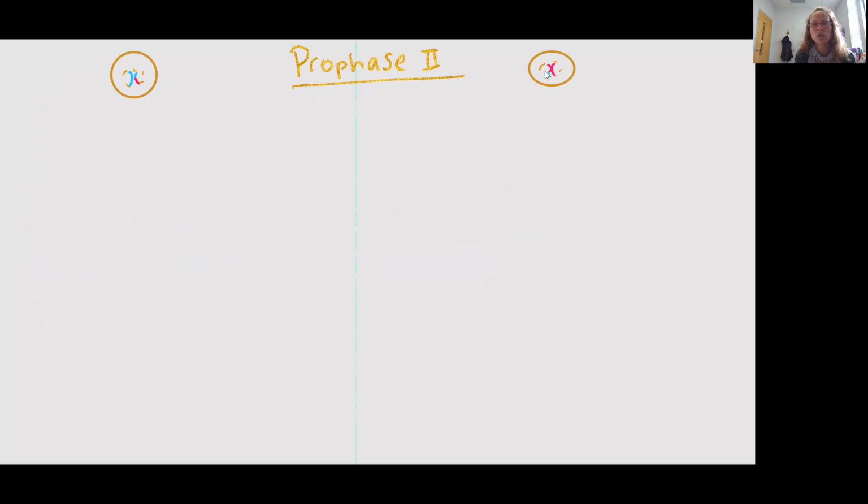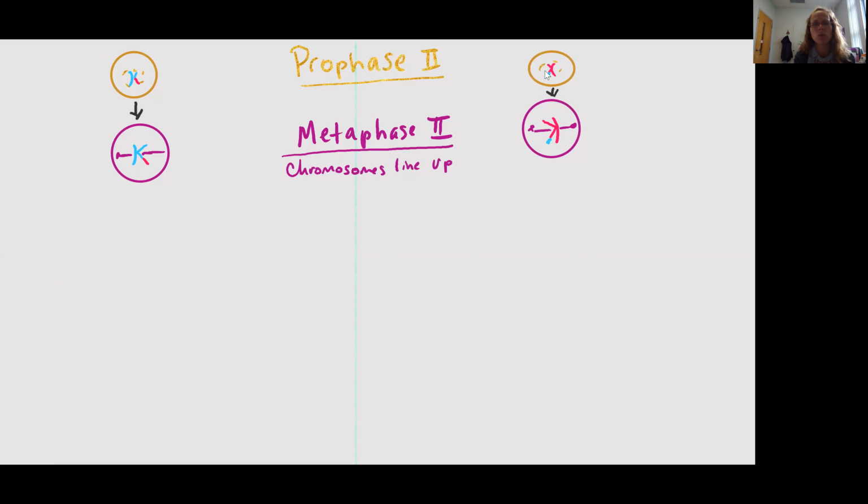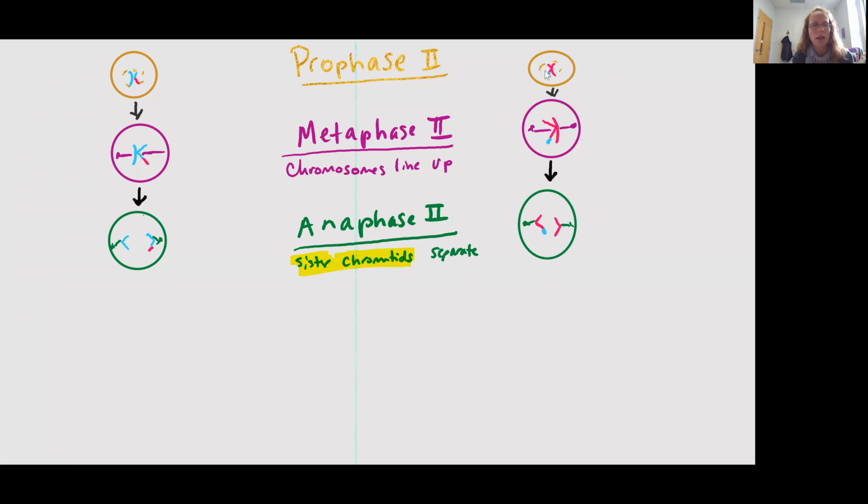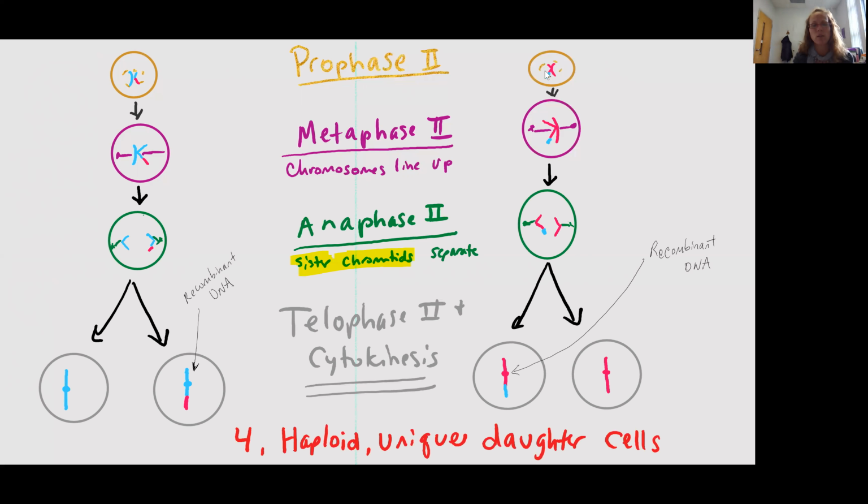We see prophase 2 is basically the same. So we're going to get the formation of our spindle apparatus. Our DNA is condensed into chromosomes and our nuclear envelope disappears. Metaphase 2, those chromosomes line up in the middle, but we don't see any kind of pairing up happening here. Anaphase 2, sister chromatids separate. And then telophase 2 and cytokinesis, we end up with our 4 haploid unique daughter cells, and they're unique because of the crossover event that's given us 4 possible combinations instead of just 2.